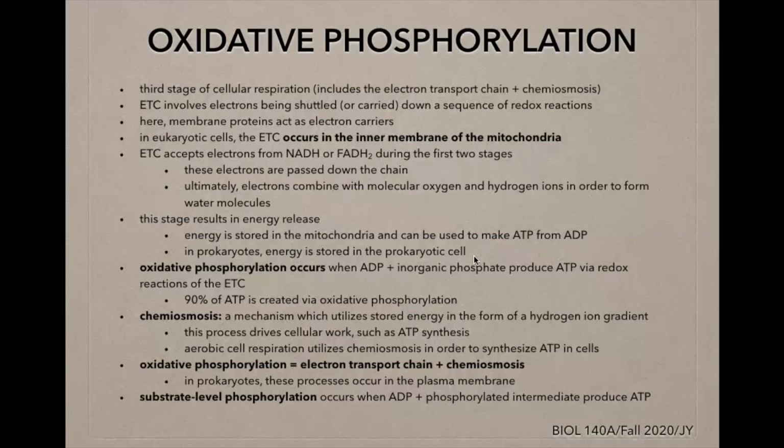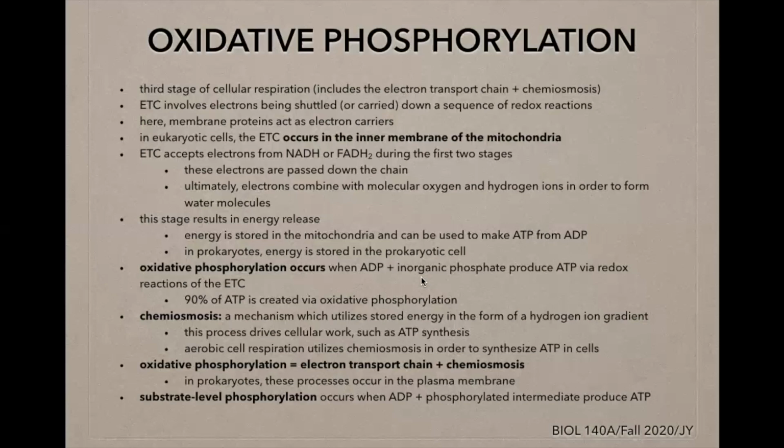And this process has a name. So this is termed oxidative phosphorylation. So oxidative phosphorylation occurs when adenosine diphosphate binds with an inorganic phosphate to produce adenosine triphosphate. And this is, again, through various redox reactions of the electron transport chain. So not surprisingly, this is an efficient method. So 90% of ATP is created via oxidative phosphorylation.